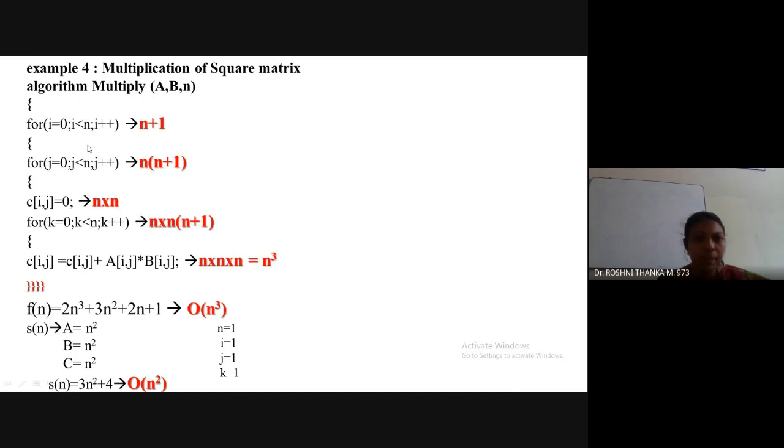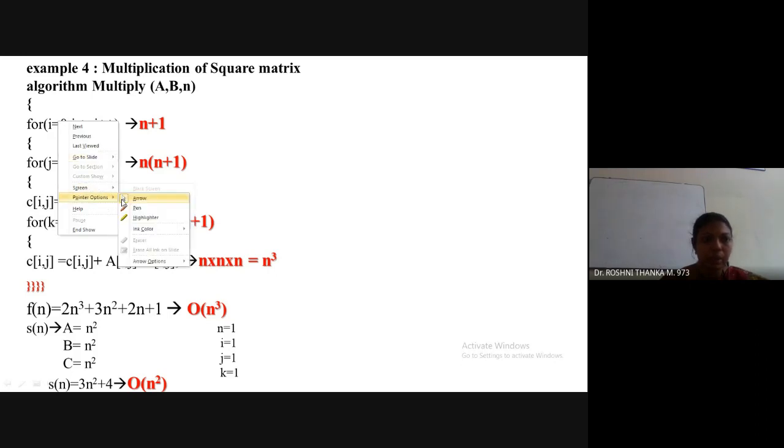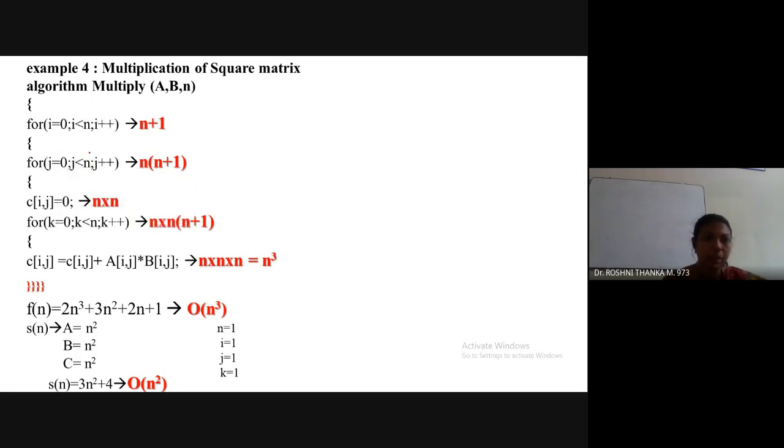Time complexity you already know; I don't want to repeat it. I'll upload this PPT in your GCR, and you can look at it. So how will you calculate space complexity? Again, we have to say what variables we have used here. I is one variable, n is another variable, j is another variable, and k is another variable. So n, i, j, k are the variables.